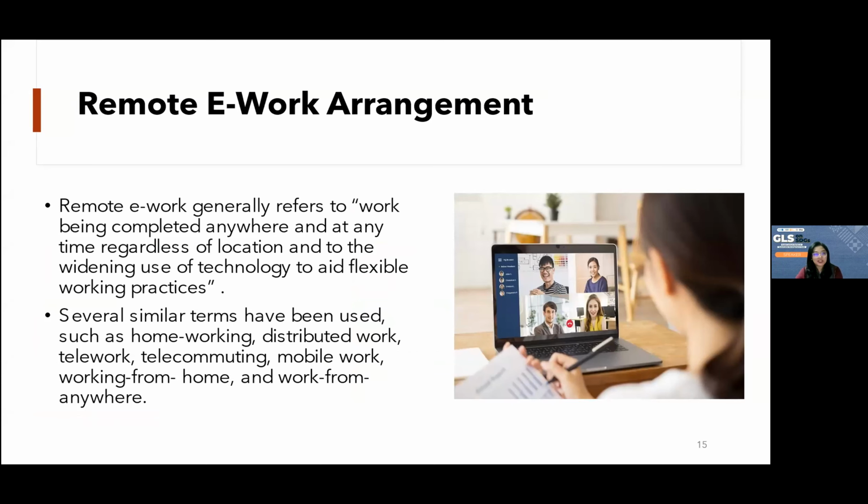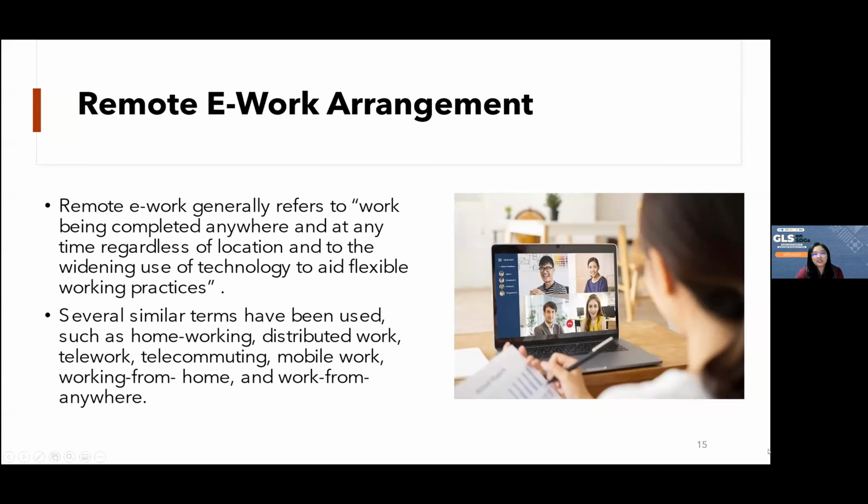So maybe a few years ago, you had to come to your office and you needed to scan your finger in a machine, so fingerprint or face print. But now maybe your organization has applied output-based performance, so they don't require you to come to your office, but as long as you can show them the output of your work, I think everything is okay.